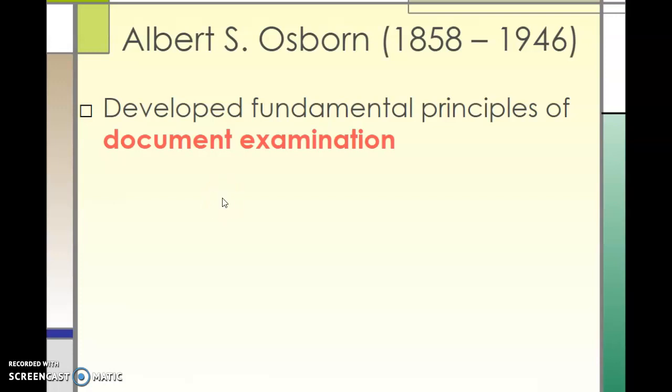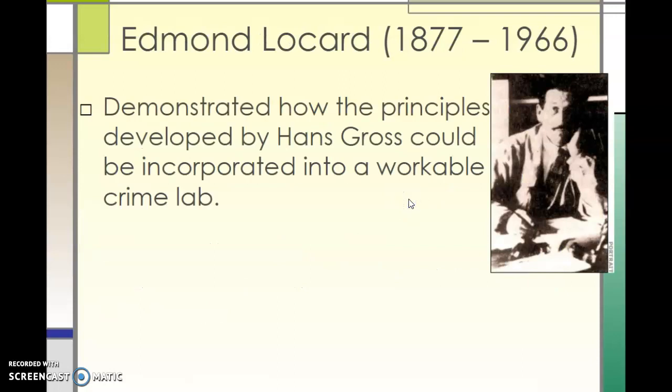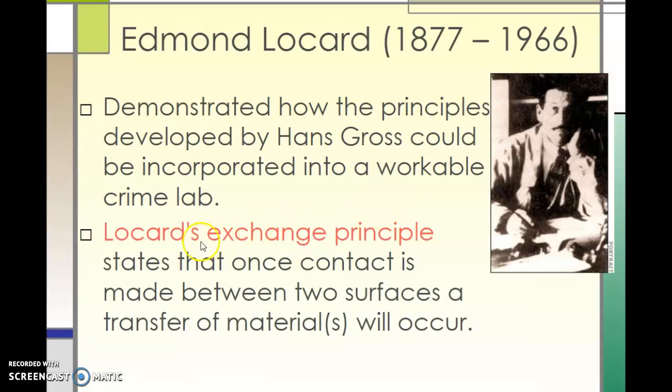So Albert Osborne developed the principles of document examination. Basically this is looking at different papers and seeing if they were written or printed by certain people, handwriting evidence, that kind of stuff. He was responsible for the acceptance of documents as scientific evidence by the courts. So Edmund Locard demonstrated that the principles by Hans Gross could be incorporated into a crime lab. And he demonstrated very well Locard's exchange principle, which states that if you touch something with something else, then there's going to be a material transfer.